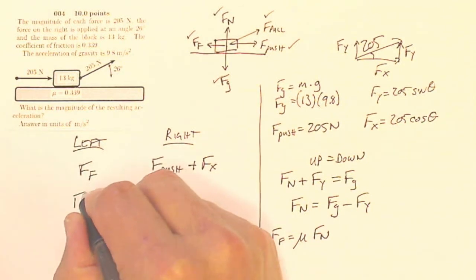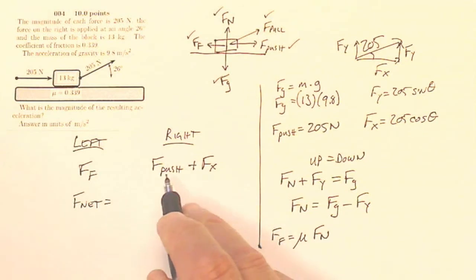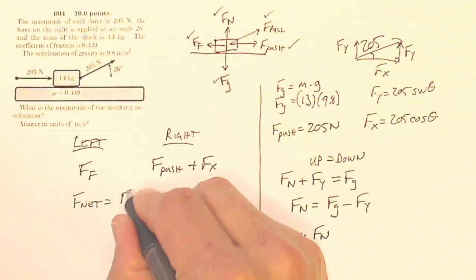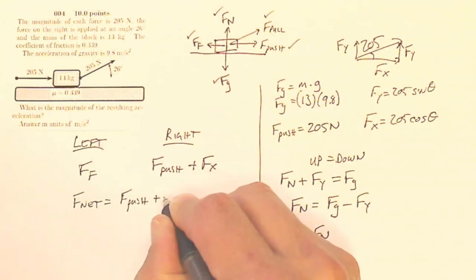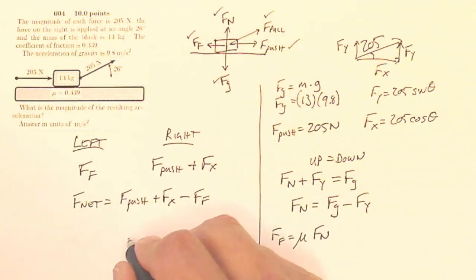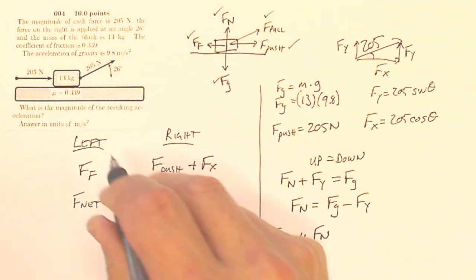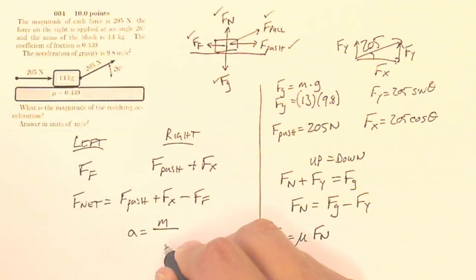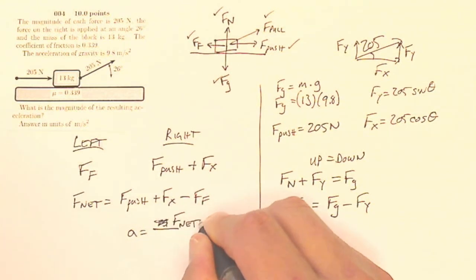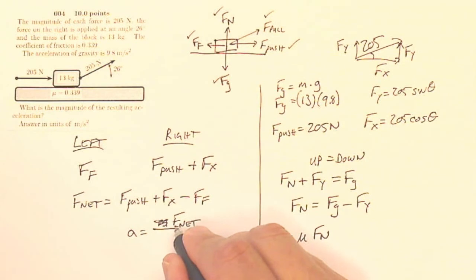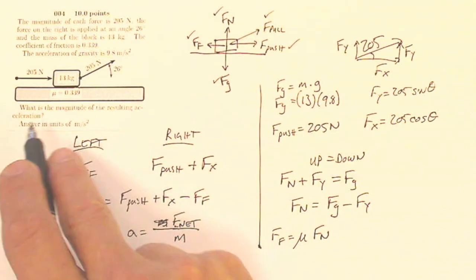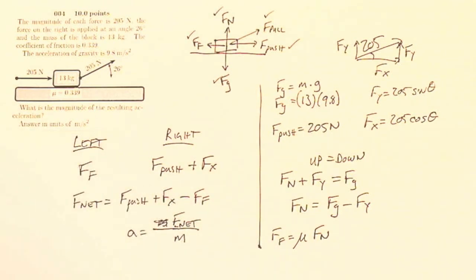Now my net force is going to be the difference between how much these are pulling to the right and how much this one is pulling to the left. So it's going to be F push plus Fx minus Ff. Now once I have my net force, my acceleration is going to be my net force, which I just figured out here, divided by my mass of 13 kilograms. So acceleration is F net over m, and that will give me a resulting acceleration, and it says magnitude, so that's positive, so that's fine.